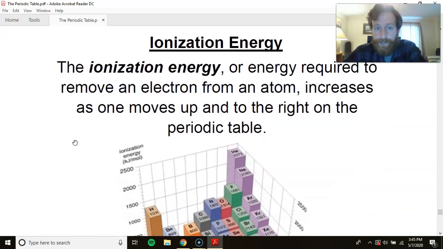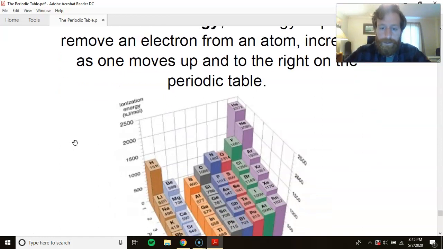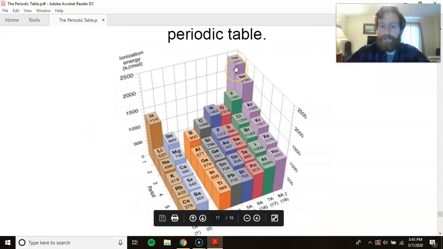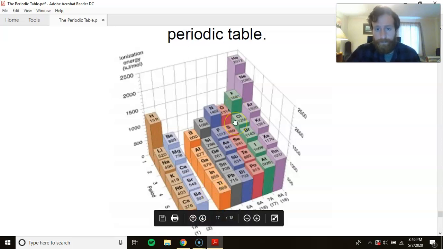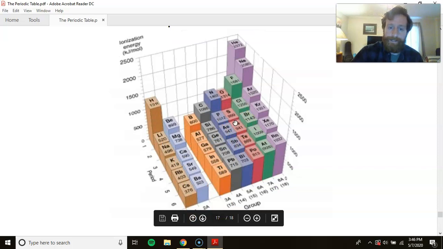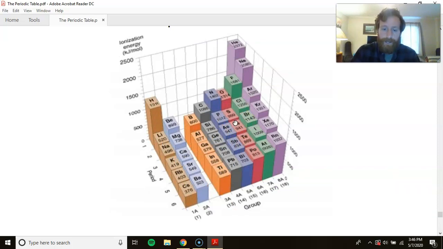Next is the ionization energy, or the energy required to remove an electron from an atom. And that increases as one moves up into the right on the periodic table. So in other words, up into the right is going to be the hardest to remove electrons from atoms, which makes sense about what we just talked about. Nonmetals, elements that want to gain electrons, are going to hold on to the ones they have more tightly. So that's another periodic trend to be aware of. Ionization energy increases up into the right.